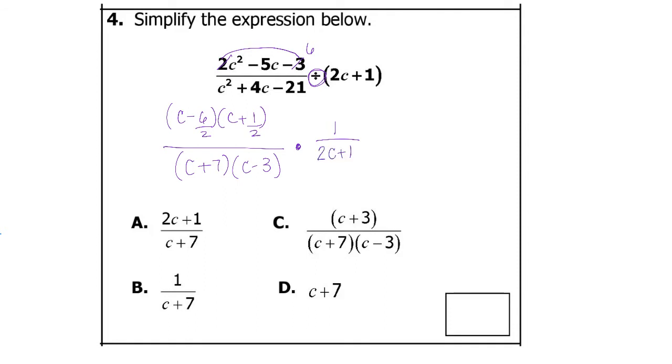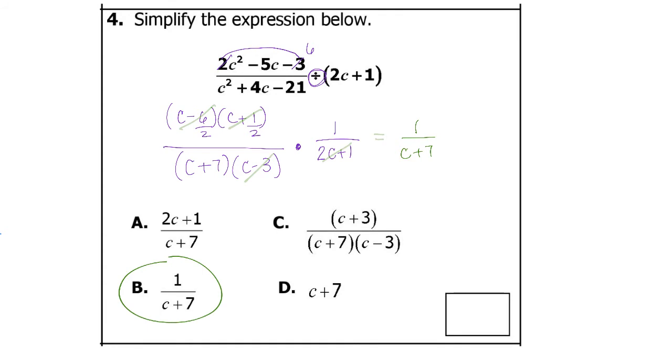And so now we're ready to start some canceling, and it looks like here that C plus 1, or 2C plus 1 will cancel with that, and then our C minus 3's will cancel. So we're left with what looks like 1 over, and then it's going to be C plus 7. So that's going to give us answer choice B.